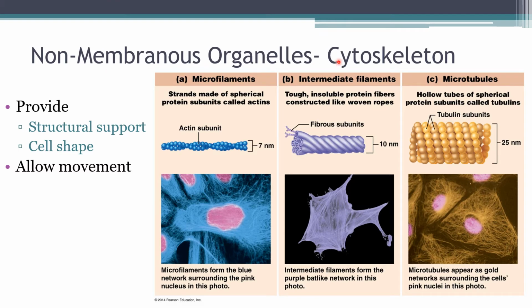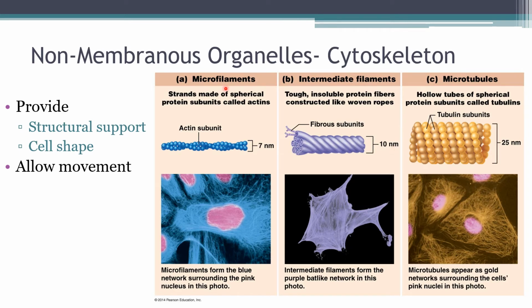Next non-membranous organelle is the cytoskeleton. So the basic function of the cytoskeleton is to provide structural support, produce cell shape, and participate in cell movements. So there are three types of cytoskeletal elements or cytoskeletal structures.